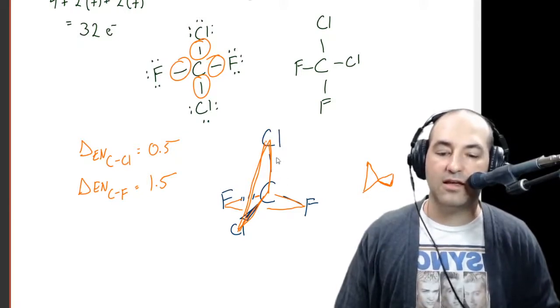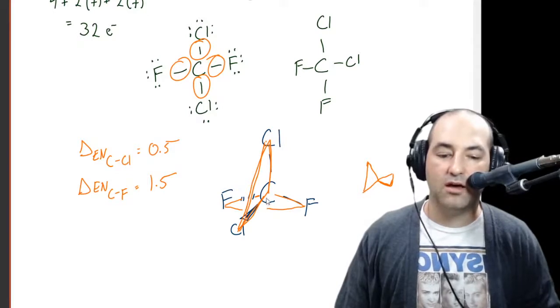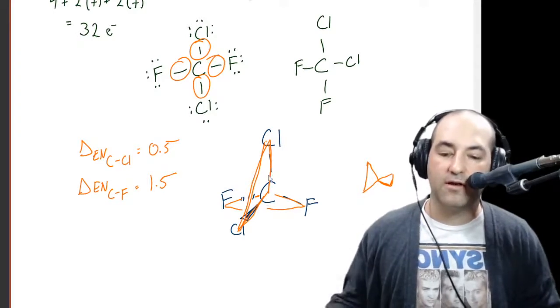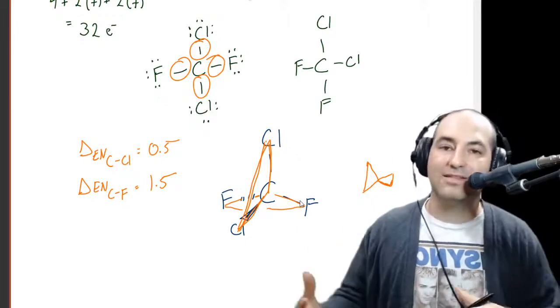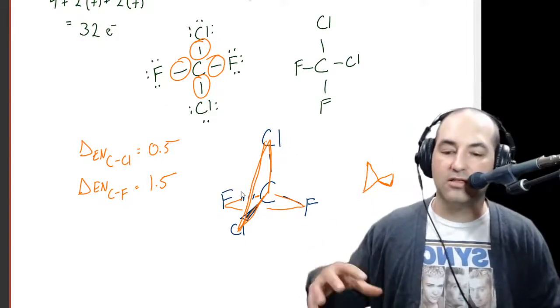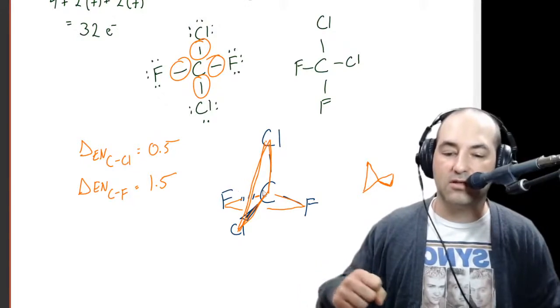And what that tells us then is that this is actually a polar molecule, because the fluorine side is going to get most of the electron density, or more of it, and the chlorine side not as much. So the chlorine side is going to be a little bit more positive, and the fluorine side is going to be a little bit more negative.